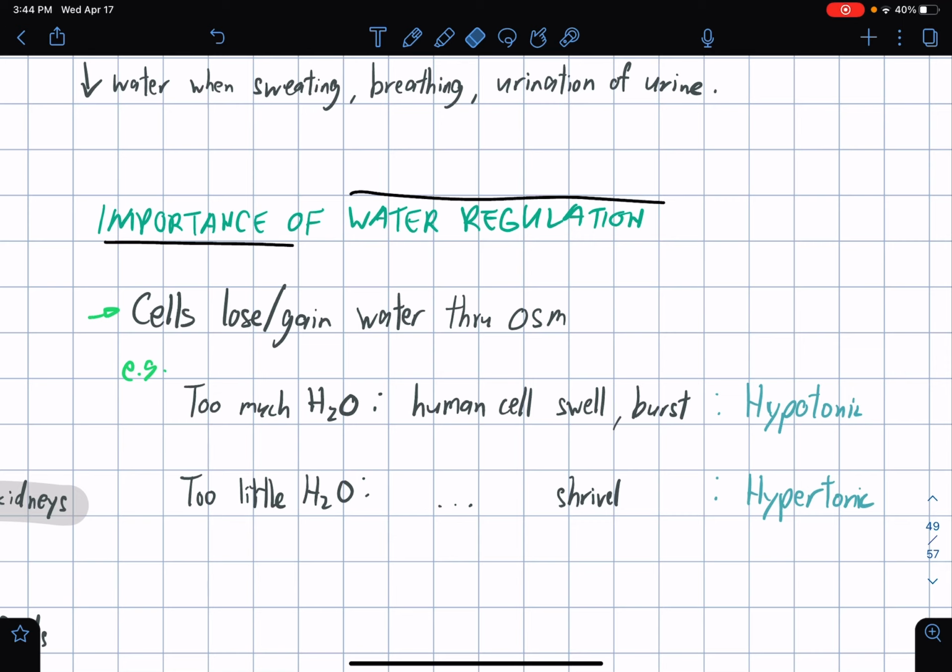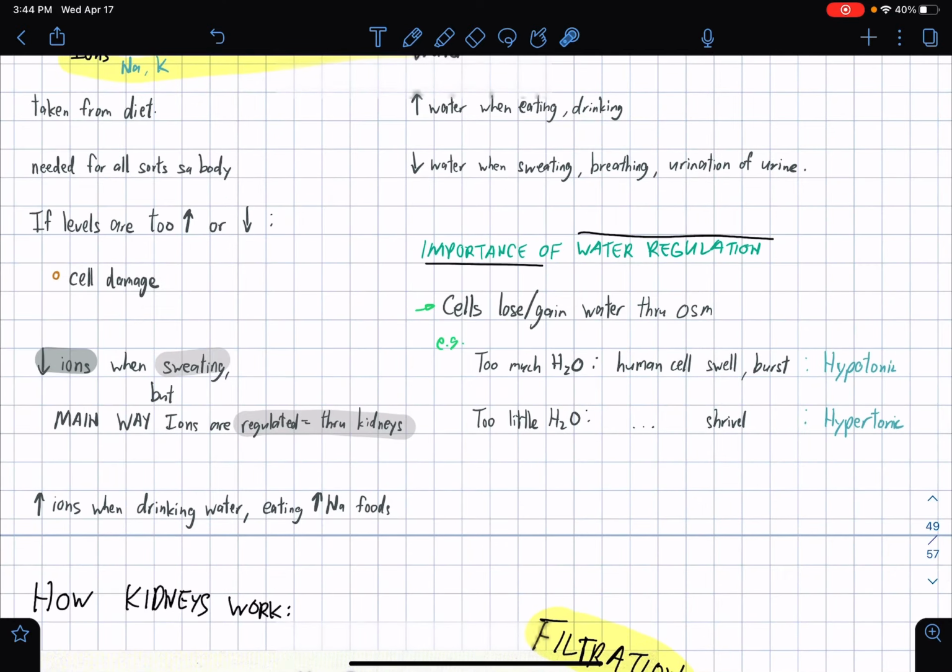Even on the macro level, it's involved in the body systems. So, too much water can cause the human cell to swell and burst. Basically, if the solution is hypotonic, and if there's too little water, then the same thing, the human cell could shrivel. In other words, this describes a hypertonic solution.